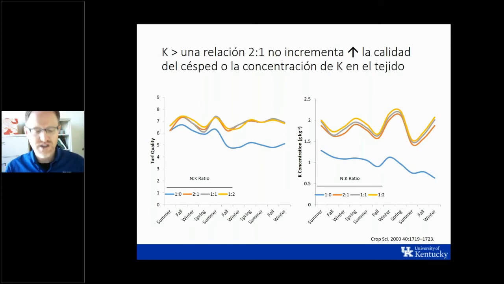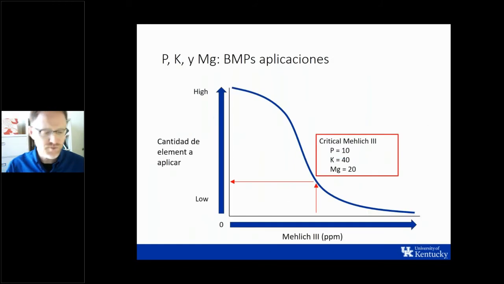So what this is saying is when you apply potassium, you need to apply it at a 2-to-1 ratio, nitrogen to potassium. When you need to apply phosphorus, potassium, and magnesium, the rates, if you're just looking at the soil test, can be difficult because we don't have very good calibration data. So what I'm recommending recently is to use these critical levels, the 10, 40, 20 P, K, magnesium critical levels.